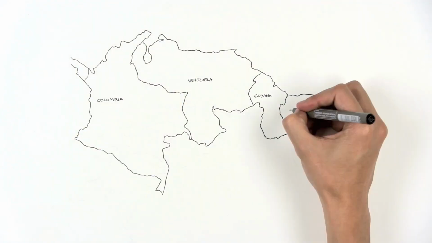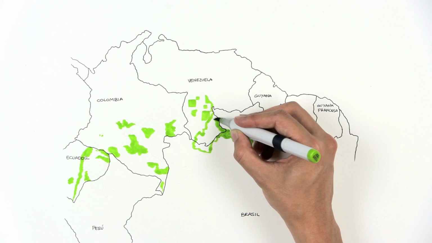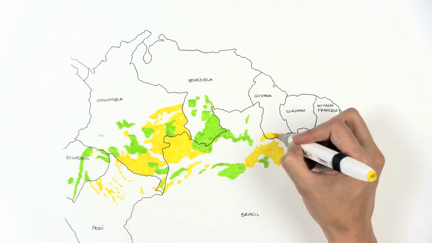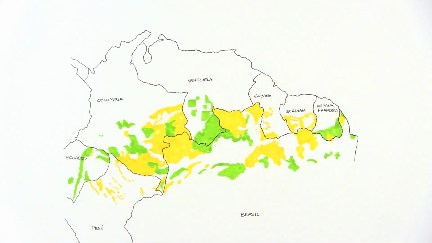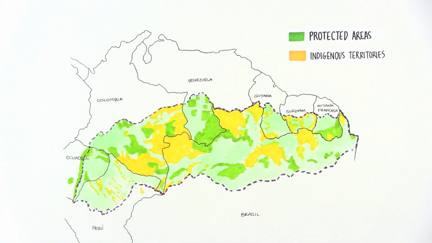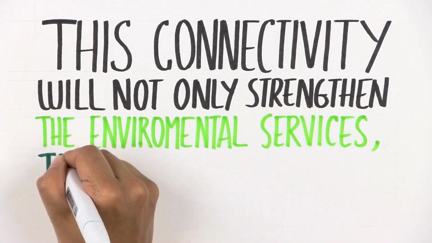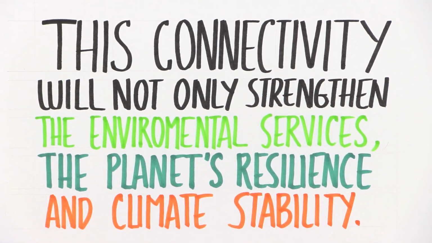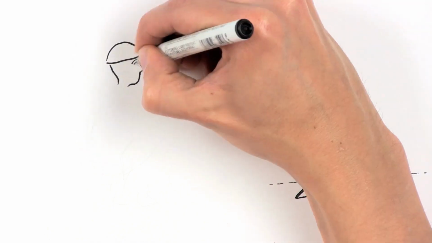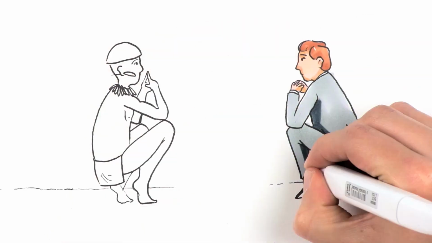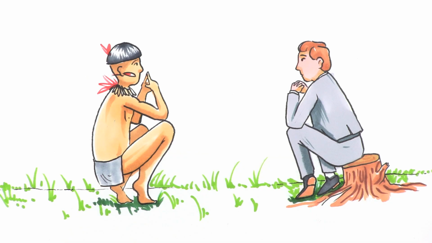The work done so far has been very important, and a great part of the territory that needs to be integrated into sustainable models has already been protected. Governments have made an effort to create protected areas and recognize indigenous territories, but there are still some areas that need protection in order to guarantee a full connectivity. This connectivity will not only strengthen the environment's services, the planet's resilience and climate stability, but it will also give us the opportunity to join forces with indigenous peoples to rethink our relationship with Earth.